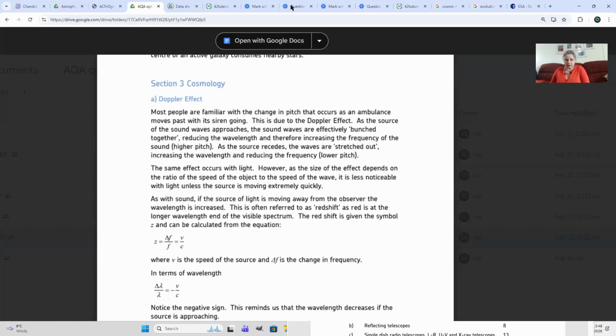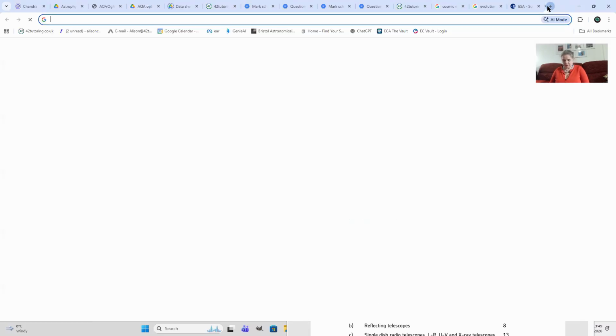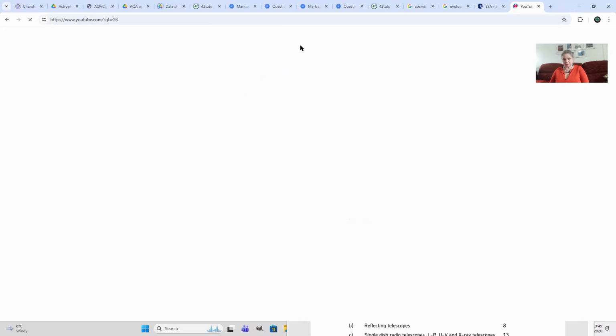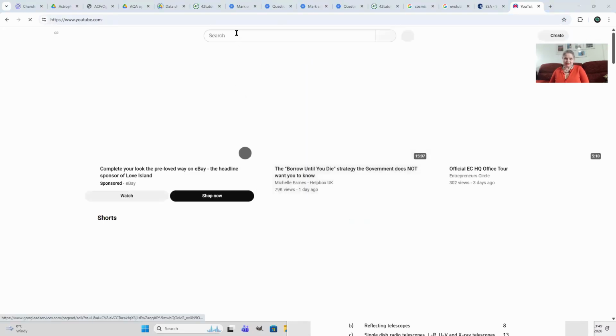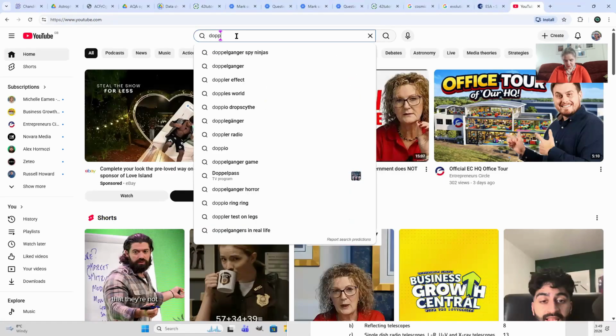So this is about how we know what we know about the beginning of the universe, what we know about how the galaxies and stuff are moving with respect to one another, kind of like mega distant stuff. Okay, so we're going to start then with the Doppler effect. Now, it says here, can you see, most people are familiar with the change in pitch that occurs as an ambulance moves past when the siren is going. So let me just pull up a Doppler shift example.